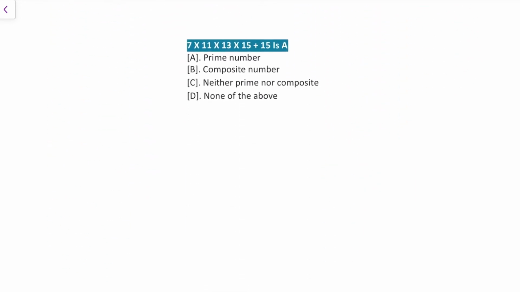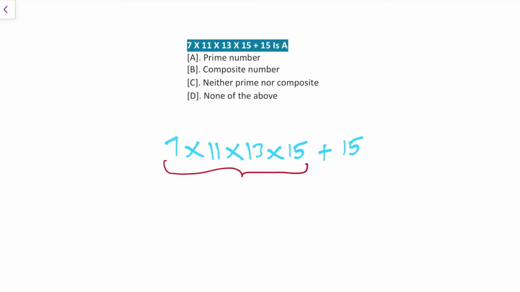Next, 7 into 11 into 13 into 15 plus 15 is a dash number. If we observe this question clearly, until here there is no plus or minus symbol, and then one more term is there. So this is the first term and this is the second term. As we already know, terms are always separated by plus or minus symbols, not multiplication symbols. So total 2 terms are there.